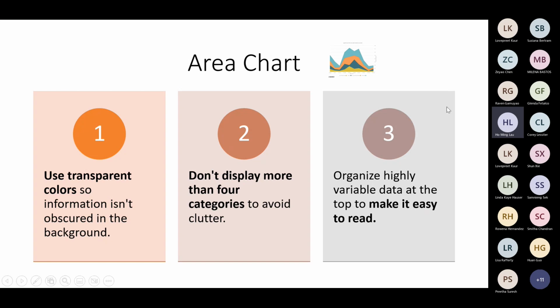Area chart. An area chart looks something like a line chart, but there will be a shaded area underneath each of the lines. For that, use transparent colors so information isn't missed in the background. And also again, don't display more than 4 categories.